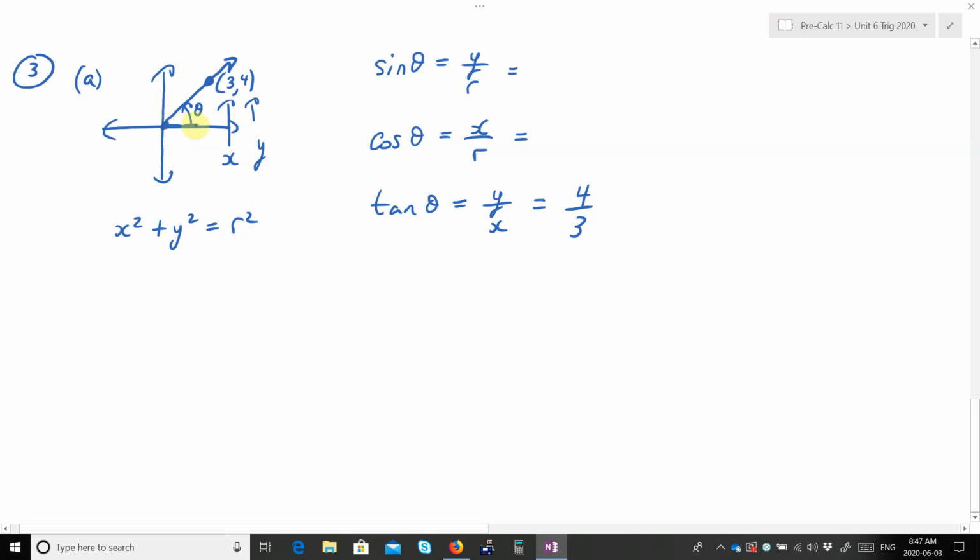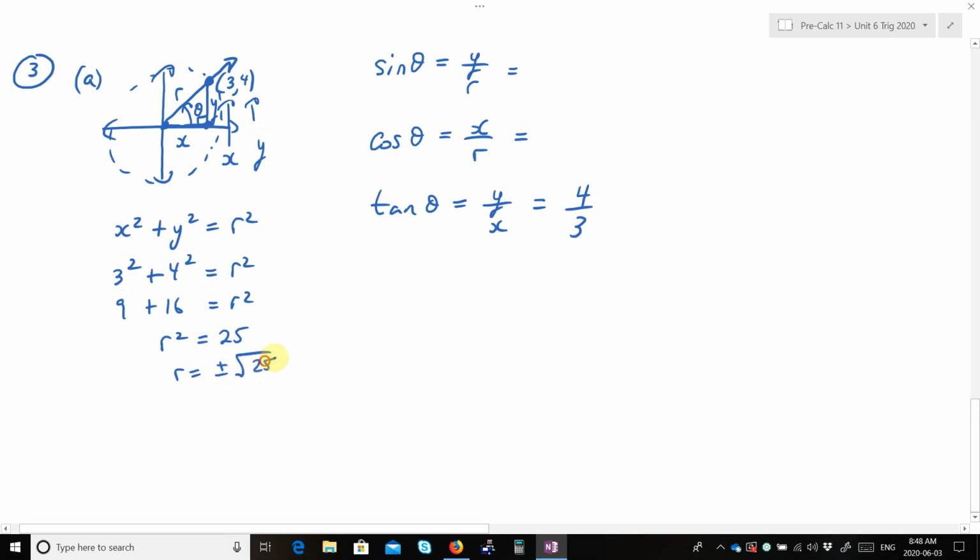Because you could set up a 90-degree triangle. This is your x distance, this is your y, and then this is r, which is the radius of the circle, and that's sort of how this works. So x squared plus y squared equals r squared, Pythagoras, so 3 squared plus 4 squared equals r squared. This is 9 plus 16 equals r squared, so r squared equals 25. So r is plus or minus the square root of 25. R is a radius, so r is 5.